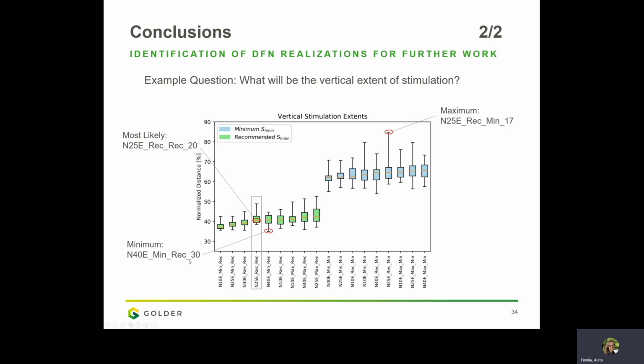So it's realization number 30, and the direction for the stress conditions where the stress is North 40 East, the minimum SH max gradient and the recommended SH min gradient. So that gave you the minimum. Those are three different DFNs that would give you very different results, and you might want to pick one of them for future work.